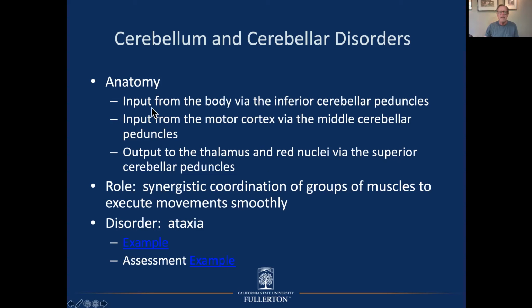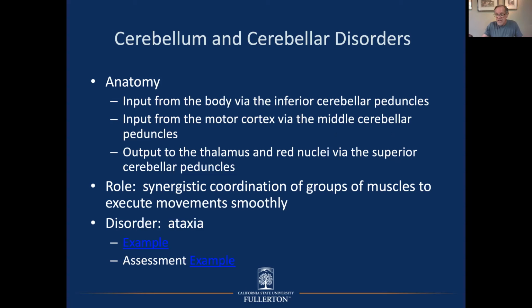And the body needs to get input as to what's really going on to the cerebellum. And that comes through the inferior cerebellar peduncle. The cerebellum also needs to get input as to what those commands are that are going through the pyramidal tract. In other words, in order to coordinate the movements, it needs to know what the movements are supposed to be. So it receives that input from the motor cortex via the middle cerebellar peduncle.